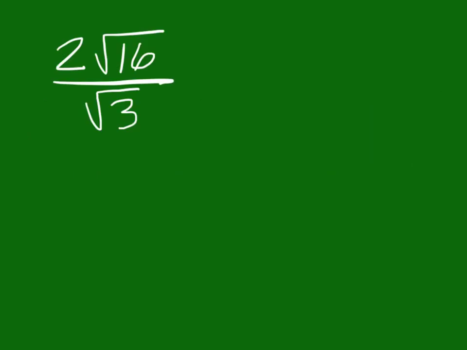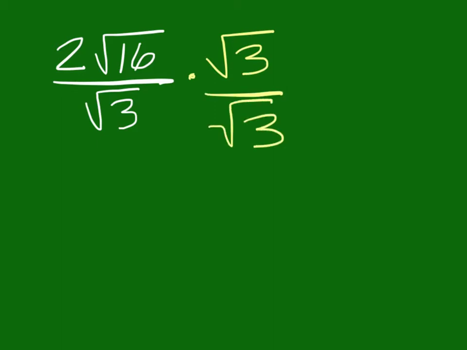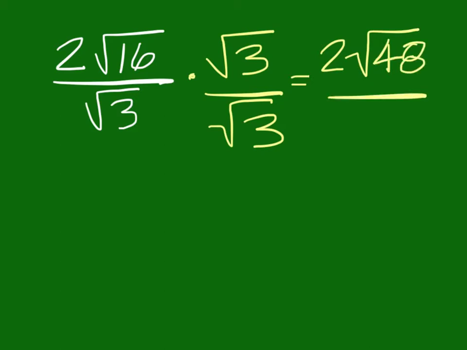Example 3. In this case, you have a square root in the denominator of a fraction. You cannot have that. You have to simplify it by getting rid of it from the denominator. To do that, you multiply the top and the bottom of the fraction by that item on the bottom, the square root of 3. So on the top, you would have 2 square root of 48. That comes from 16 and 3. On the bottom, the square root of 3 times itself is 3.